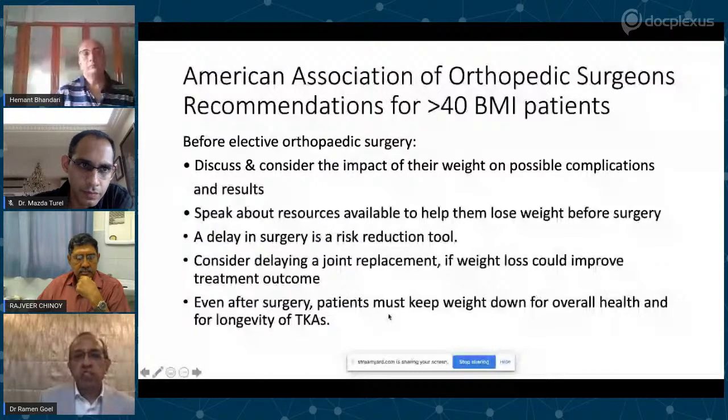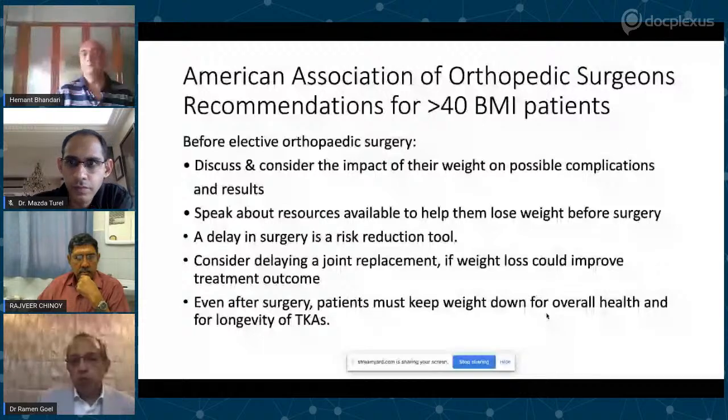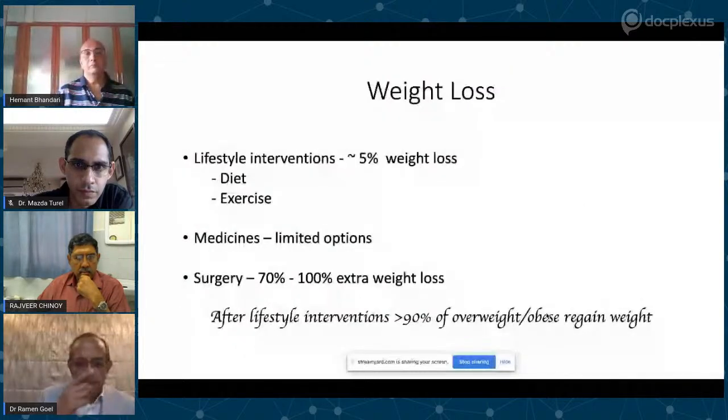Even after surgery, patients must keep weight down, not just because they had a surgery and the pain has gone. They should not forget that they are overweight, because it not only keeps the weight down, it also helps improve the longevity of the artificial joint, as Dr. Chinoy had mentioned. So we go quickly to the weight loss part.